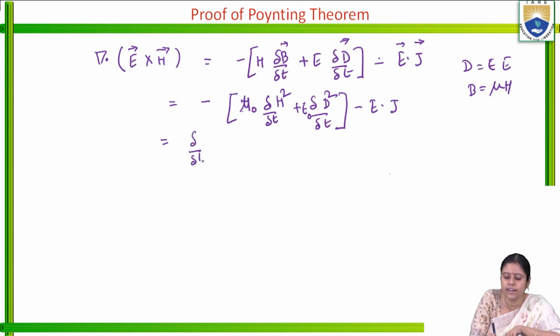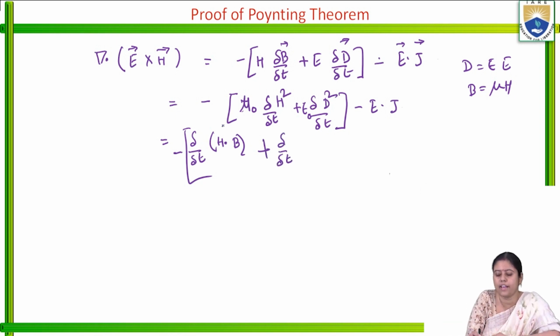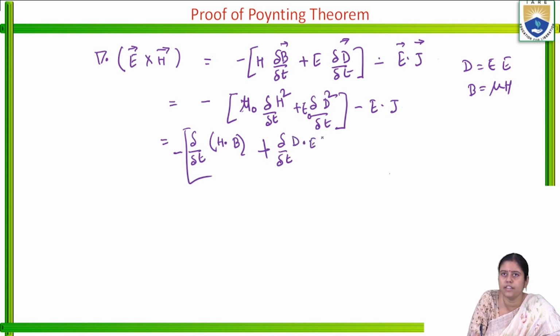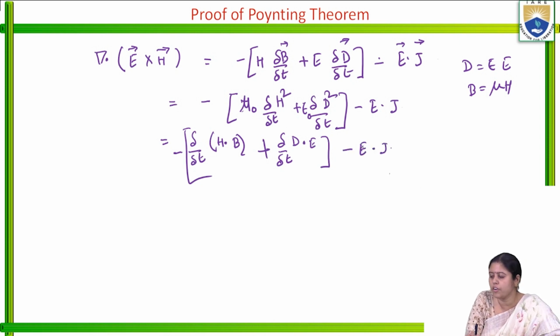So del by del T minus H into mu H means H into B minus del by del T. Again we are taking the epsilon 0 inside. So D dot E minus E dot J. So we got grad dot E cross H, is equal to this equation. Now what is the meaning of the grad dot E cross H?